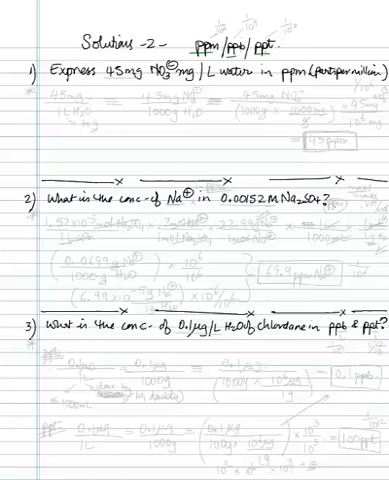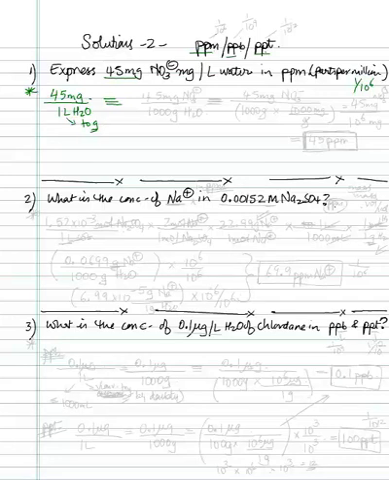So let's start with the first one, which is: express 45 milligrams of nitrate in a liter of water in parts per million. Parts per million means 1 over 10 to the power of 6, because a million has 6 zeros in it. The way I solve this problem is by trying to keep my units straight. So 45 milligrams over 1 liter of water. Since it's 1 liter of water, I can convert this to kilograms, but I'm going to convert it to grams in the next step.